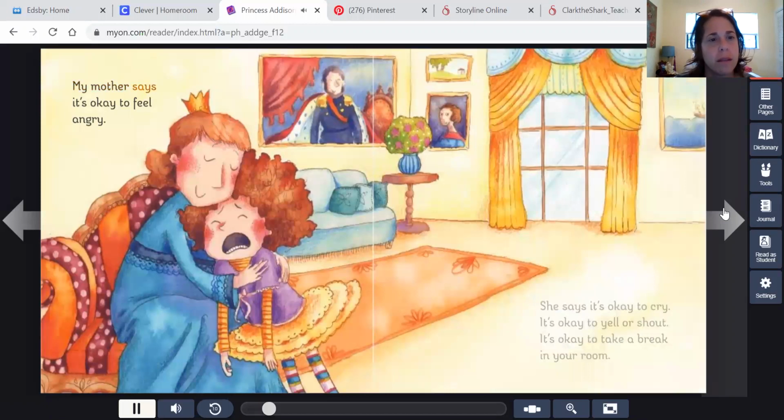My mother says it's okay to feel angry. She says it's okay to cry. It's okay to yell or shout. It's okay to take a break in your room.